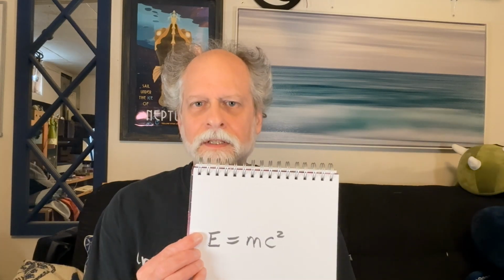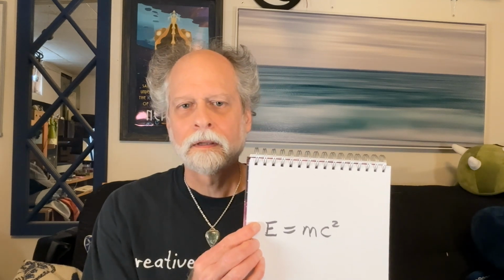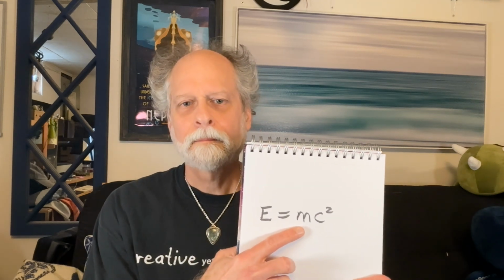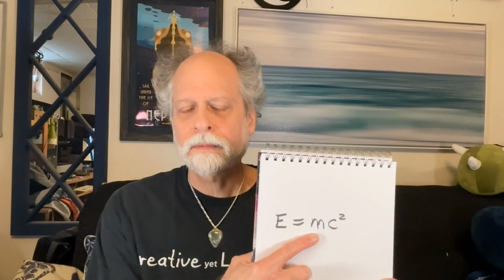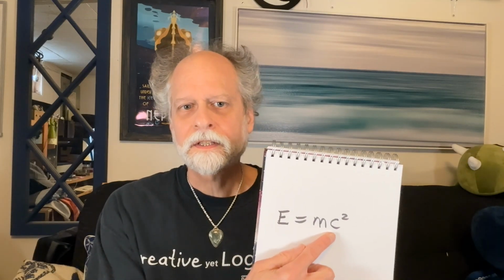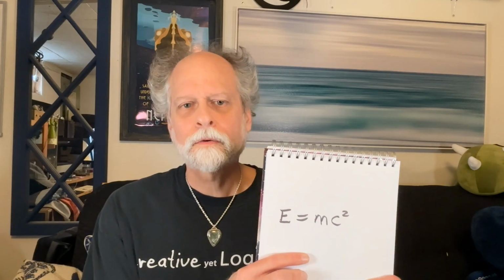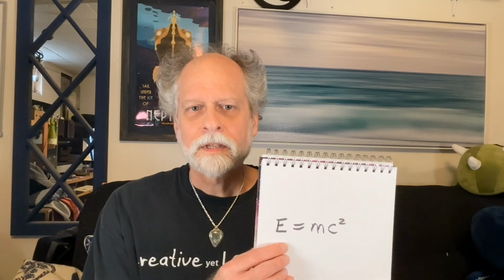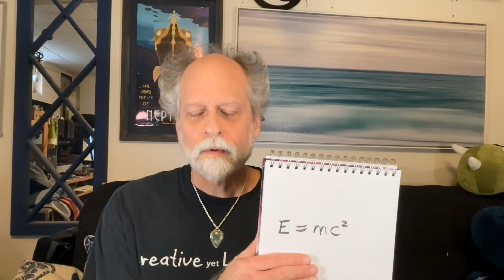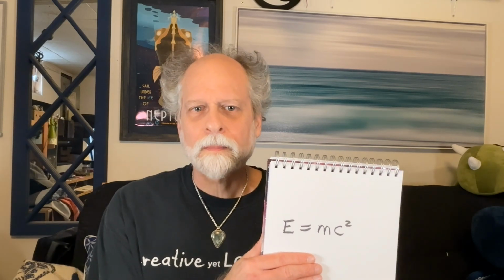E is energy. It's an amount of energy. M is mass. So mass is a measure of matter. C is the speed of light. The 2 means the c is squared, so we have the square of the speed of light, and that is already a mind-bending concept. This equation is definitely not a recipe for making nuclear weapons.